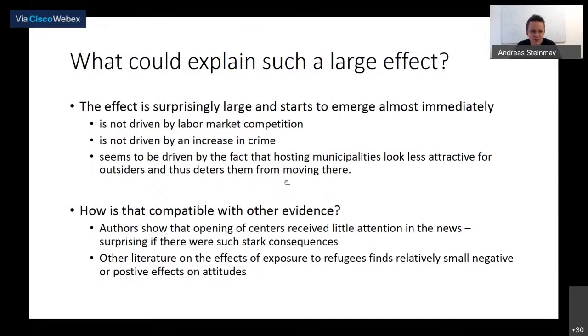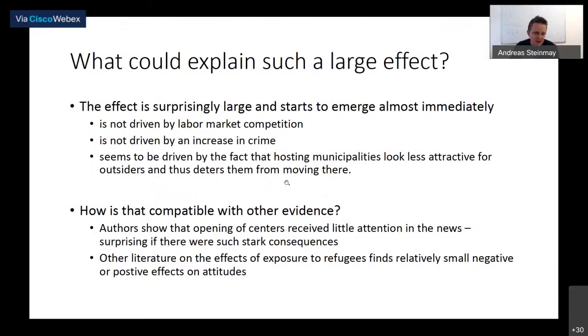And the argument is these results are not driven by labor market competition. They are not driven by an increase in crime. But what seems to be really driving these effects is that people in other municipalities get a more negative view of these hosting municipalities and then stop moving there. This is what Sarah calls native avoidance.